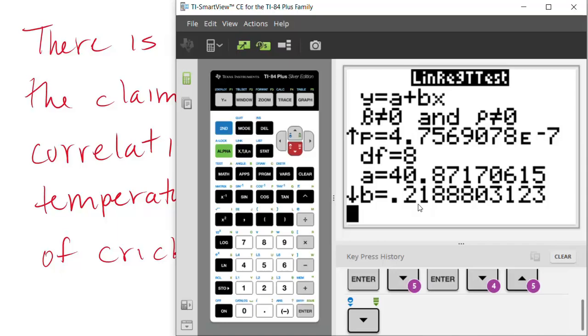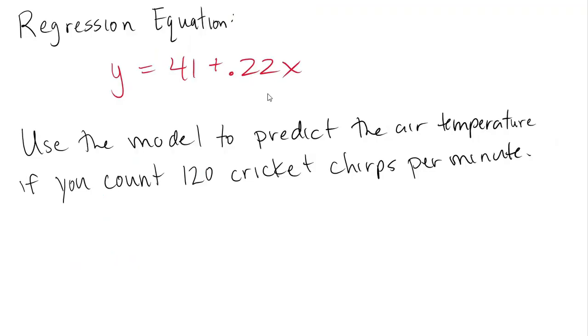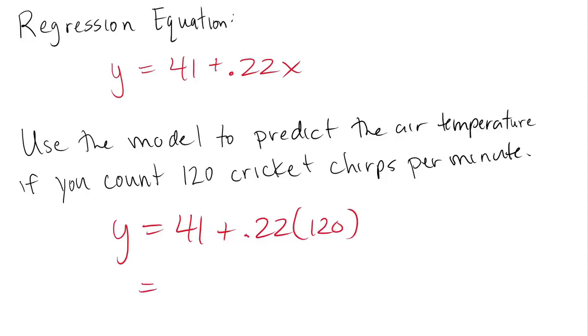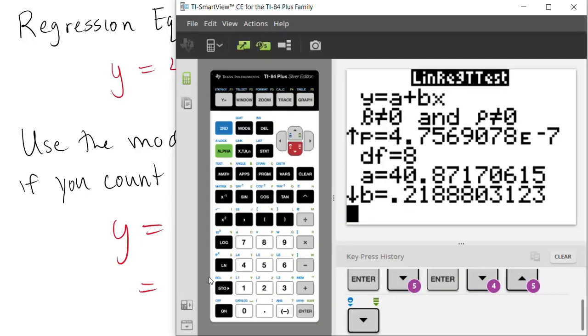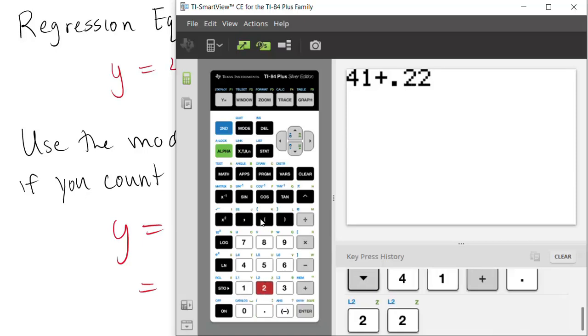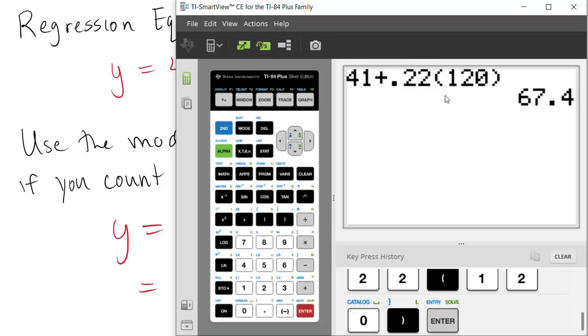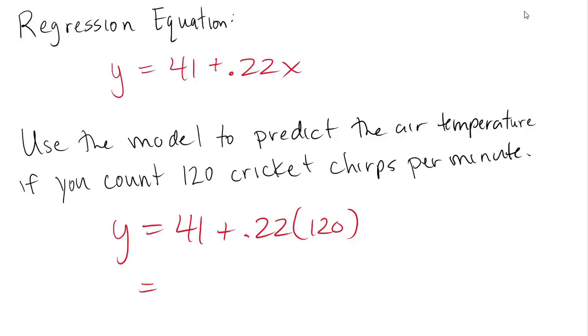Scrolling down once so I can see the value of b, we get a model of y equals 41 plus 0.22x. We're going to use the model to predict the air temperature if you count 120 cricket chirps per minute. So we're going to plug 120 in for x. (41 plus 0.22 times 120). 67.4 degrees Fahrenheit. So our model predicts that if you hear 120 cricket chirps per minute, the air temperature will be around 67, 68 degrees, somewhere in that range.